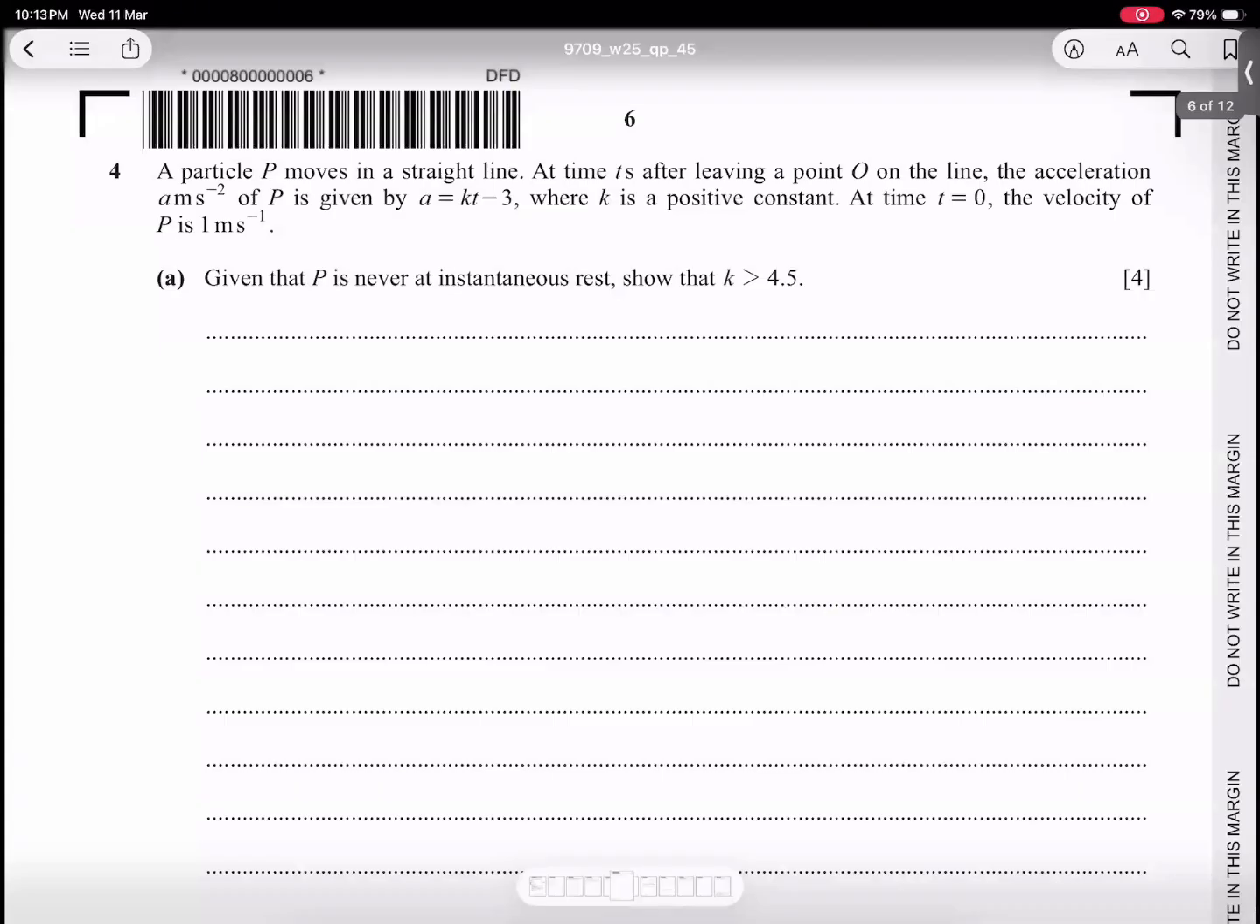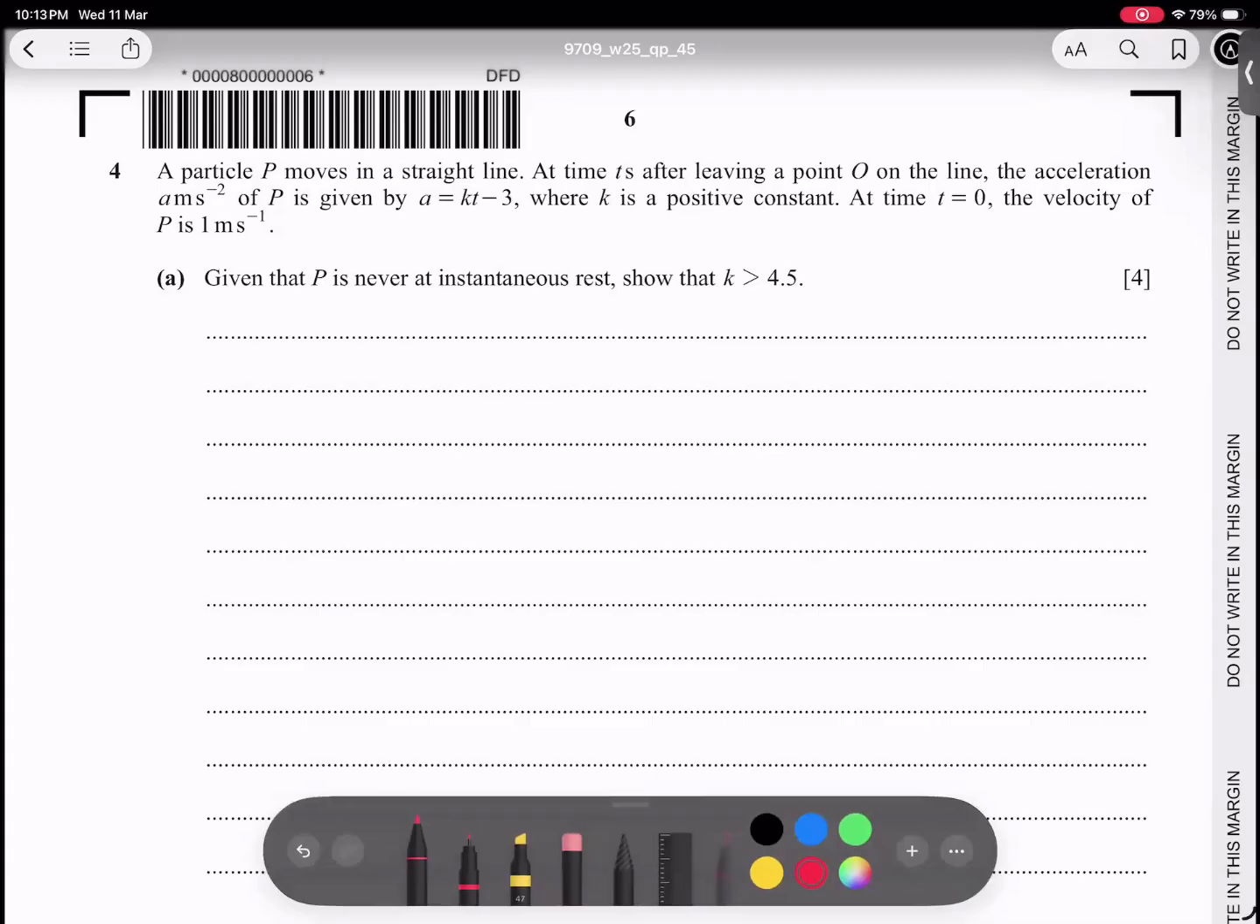Question number 4, students: a particle moving in a straight line, and after leaving O, the acceleration is given by this formula, where k is a positive constant, and at time 0, velocity is 1. So important data is given here: at t equals 0, v is 1. Given that P is never at rest, which is already given, rest means velocity cannot be 0. So it is very clear, velocity cannot be 0.